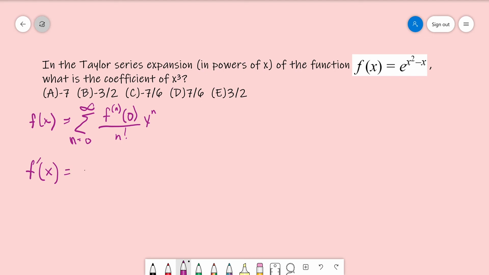Alright, well, the first derivative of f is going to be, I think, e to the x squared minus x, and then we'll use the chain rule. It's going to be 2x minus 1. Okay, that's not so bad.